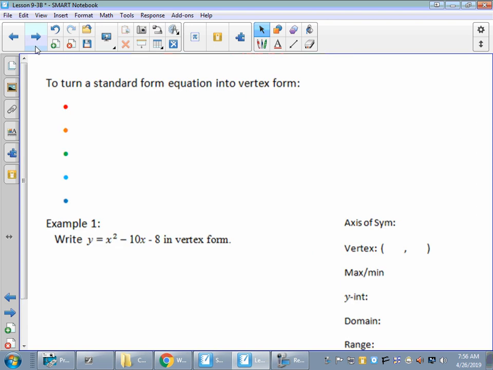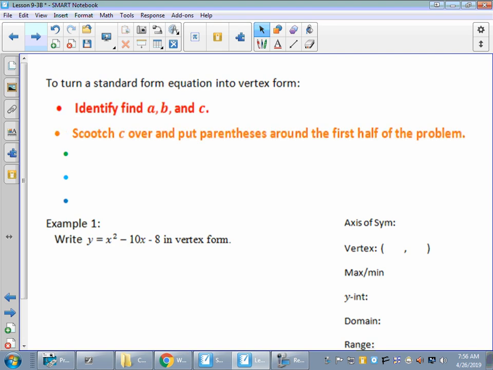All right. So let's talk about how we turn standard form into vertex form. How do we do that? Okay. So the first thing we're going to do is start with standard form, and we want to identify our A, B's, and C's. Okay. So that just helps us with some things. Then we're going to scooch C over and put parentheses around the first half of the problem. Yes, scooch, that's a technical term. So we're going to move your C value over and then put parentheses around the first half of the problem.